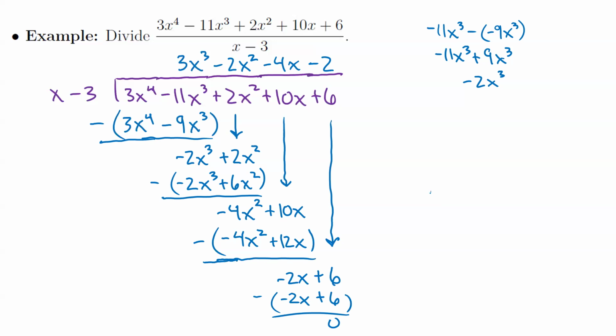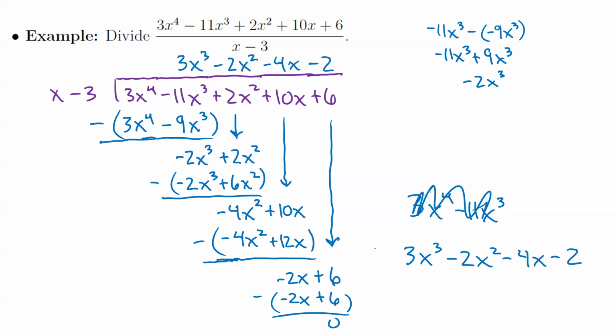So that's nice. So my answer is what's up on the top there, 3x to the fourth minus 11x cubed. Oh, excuse me, not minus 11x cubed. Let's try that again. 3x cubed. I was copying down the original problem. Minus 2x squared minus 4x minus 2. And that is my final answer.